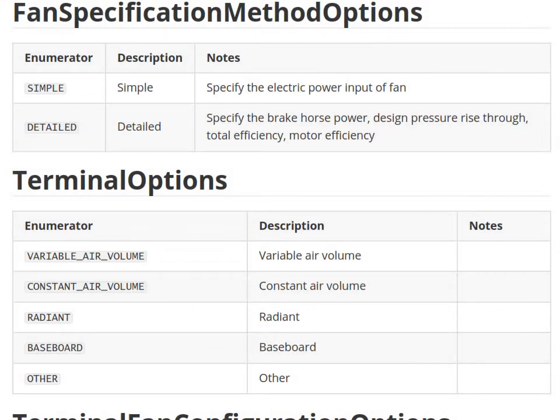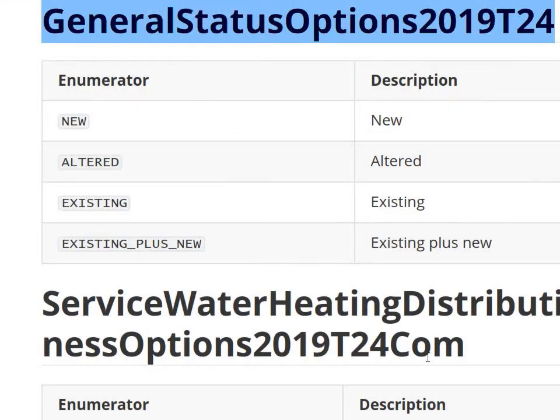And then the other enumeration is actually a Title 24 specific enumeration. These are general status enumerations. You'll see it throughout the schema. And it basically has to do with whether the component is new, altered, existing, or existing plus new. So these are specific terms used within Title 24 to describe the condition of that particular component.